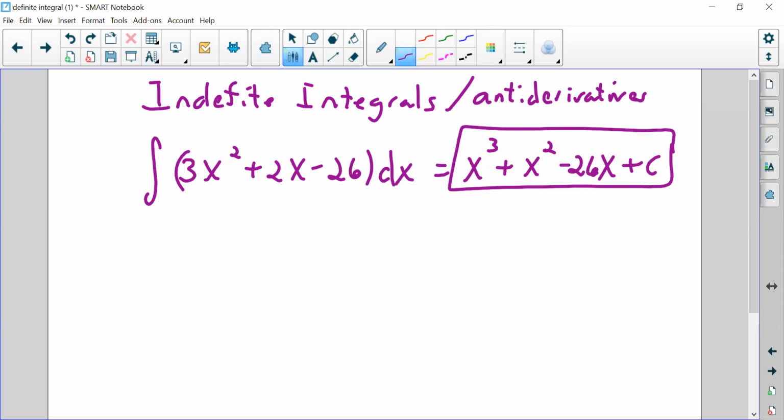Now, what if I needed to figure out, just kind of reviewing this, the integral of 6 divided by x to the 4th dx? How would I do that?